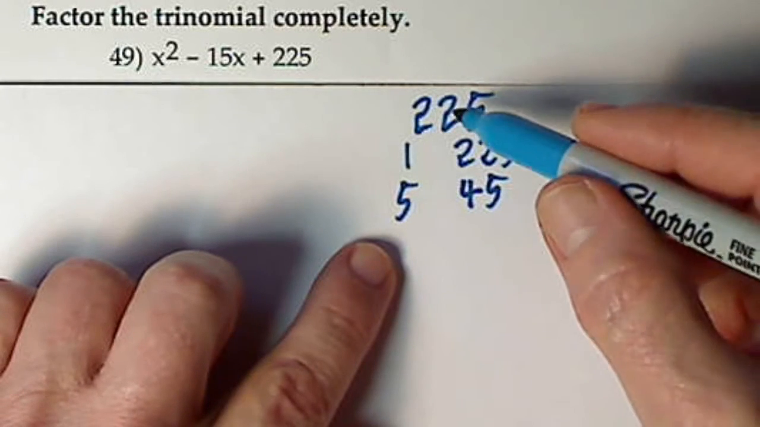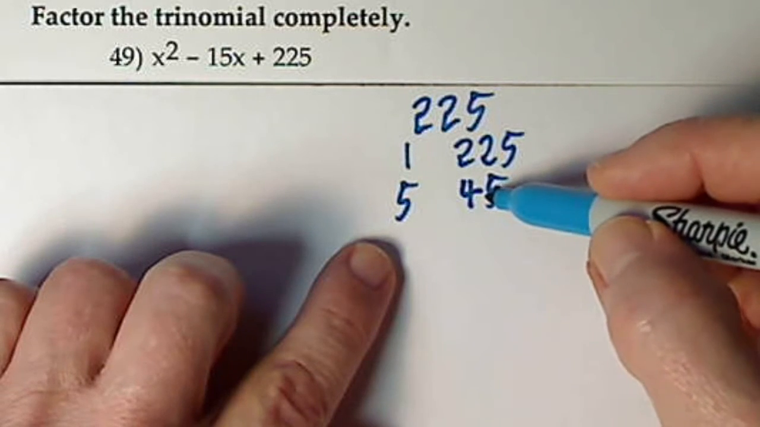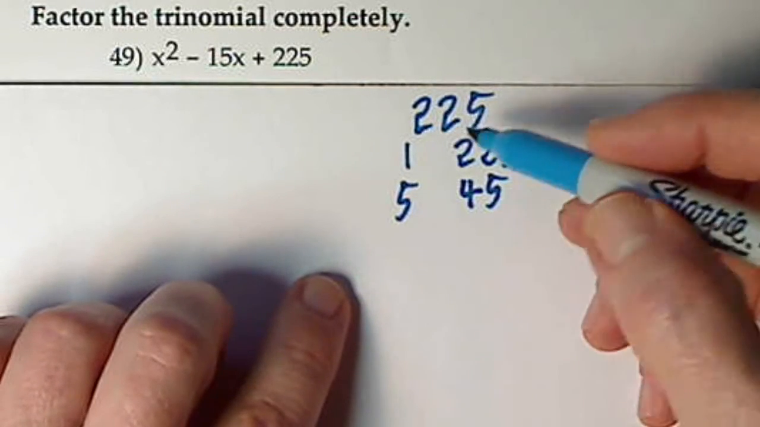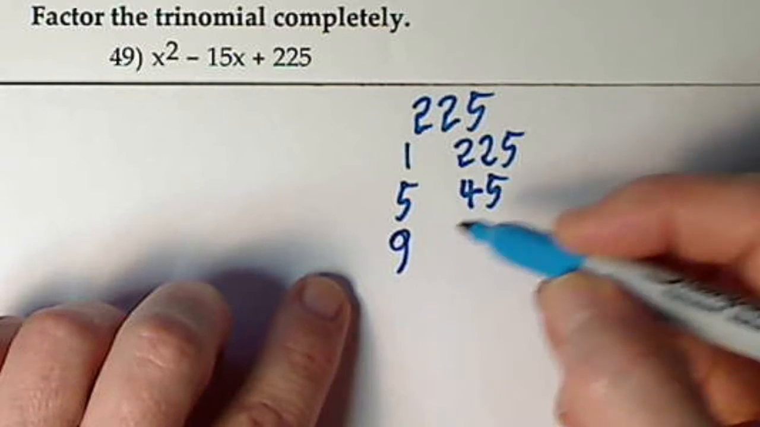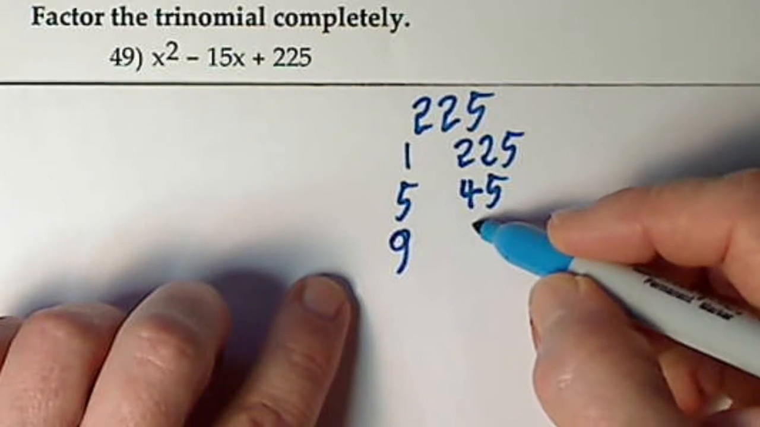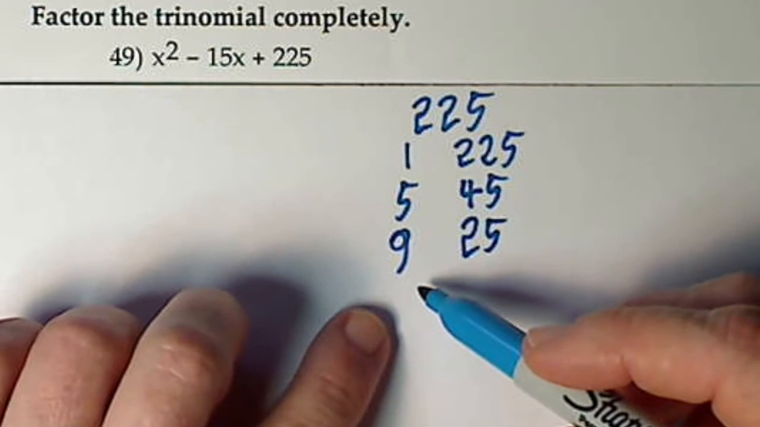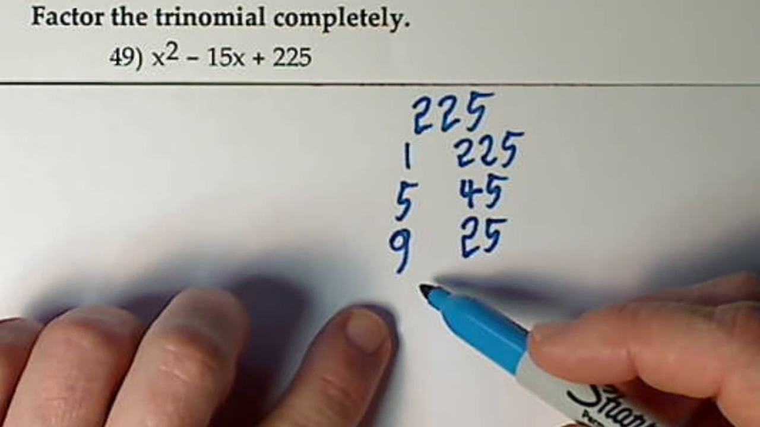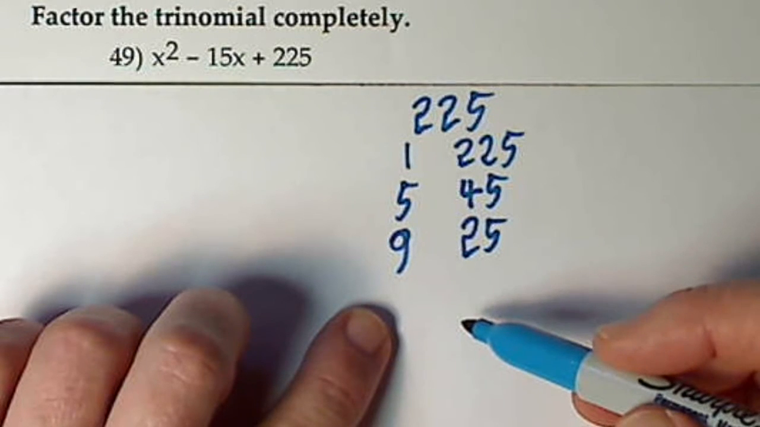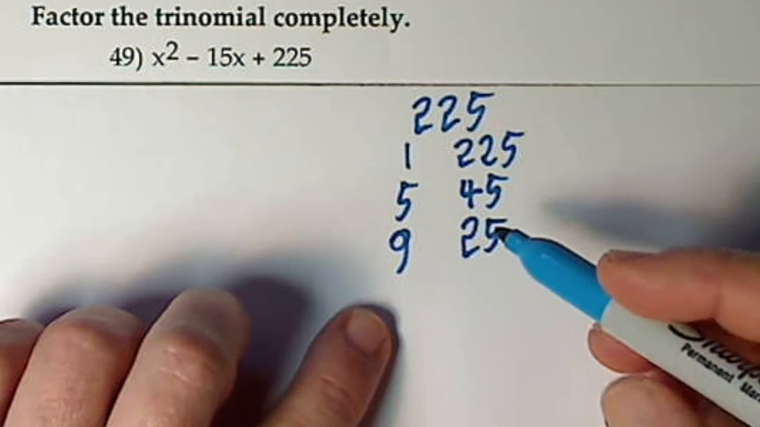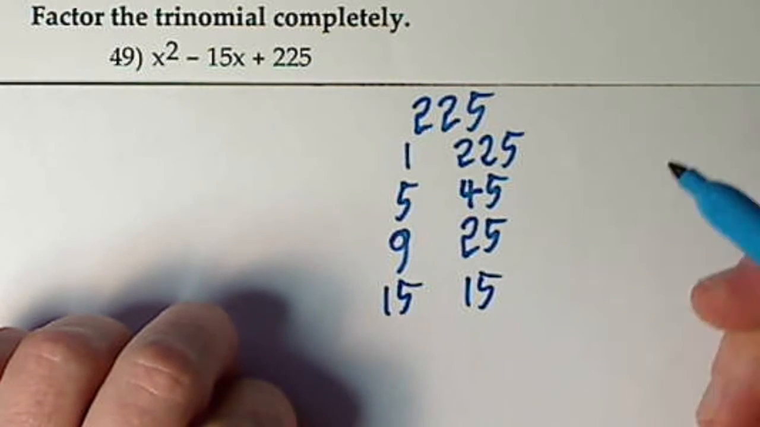6 won't work, 7 won't work, 8 won't work, 9. Since 9 is in 45, I got a feeling 9 will work there. So 9 times 25. Hey, look at that. 10, that won't work, because you can't cut 45 in half. 11, 12, 13, 14, 15 times 15 is 225.